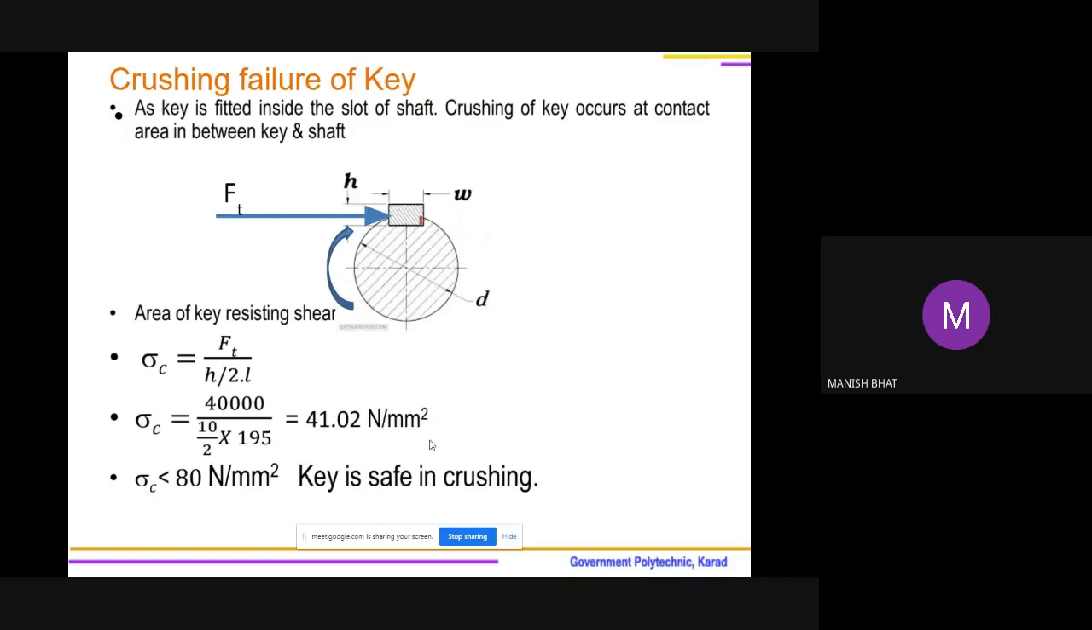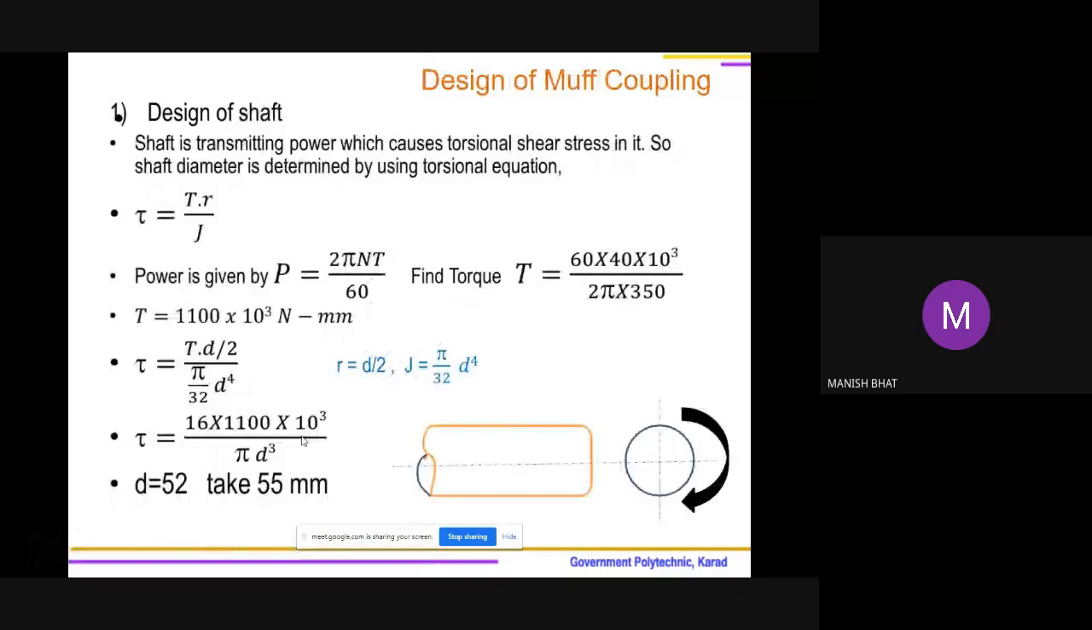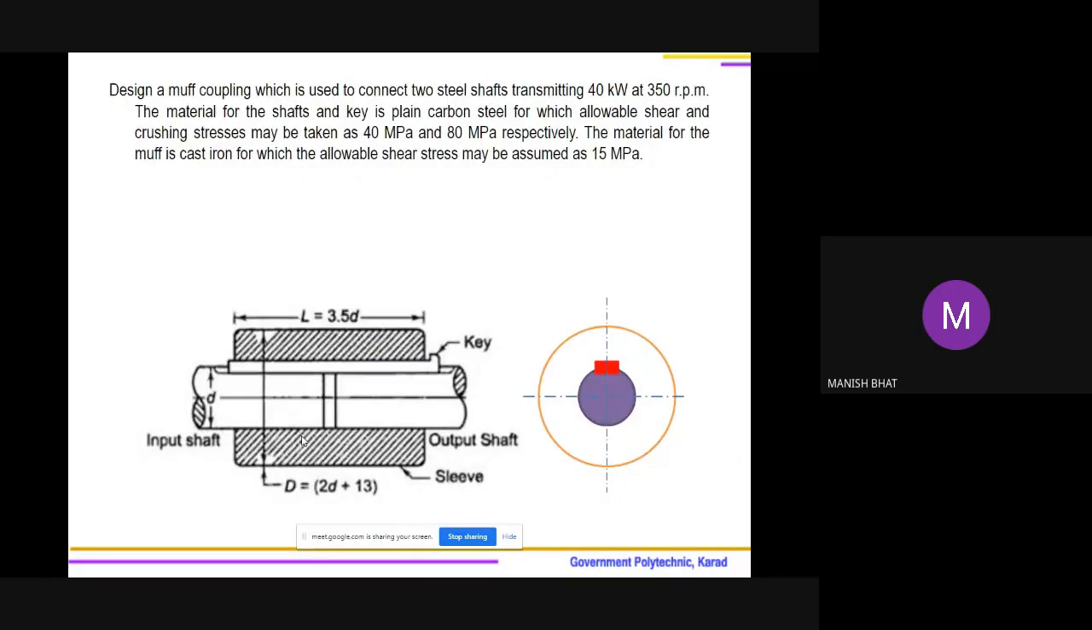When I select height 10 and length 195, the crushing stress induced in the key will be 41.02 Newton per mm square. This is the induced stress when I have selected height of key as 10 and length of key as 195. Now I am supposed to find whether the induced stress is below the allowable stress. So how much is the allowable stress? In the problem it is given as 80 MPa.